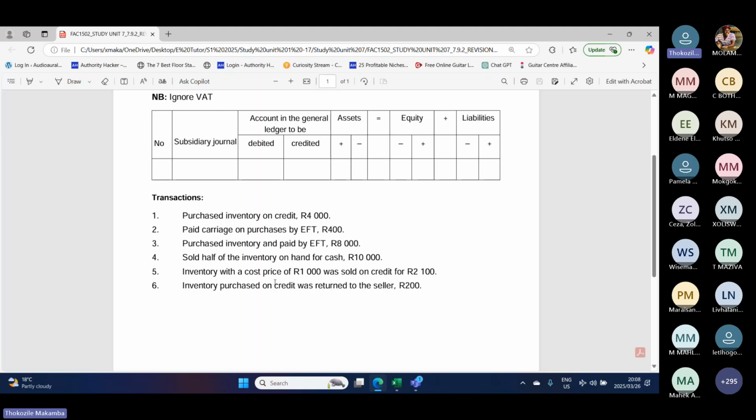So I would say, look, in general, as Zolisa was saying, you just need to do as many questions as you can so that you start picking up how to record transactions. The thing is, there's only a limited number of transactions that can arise, right? So you're buying inventory and you're selling it.